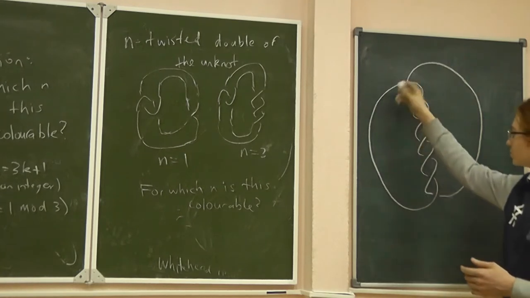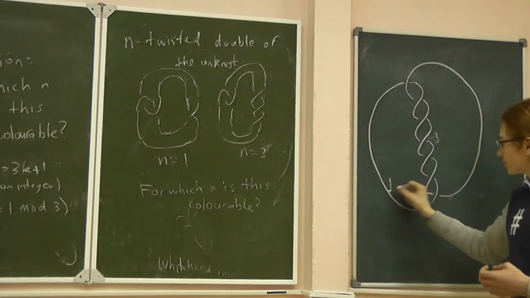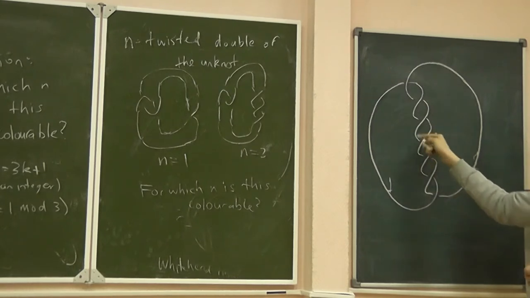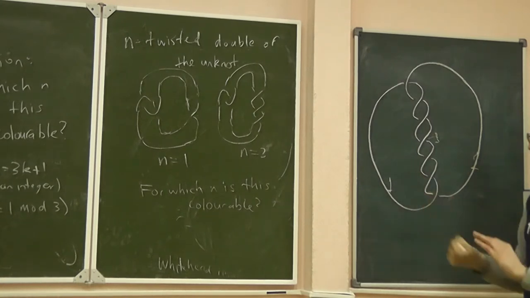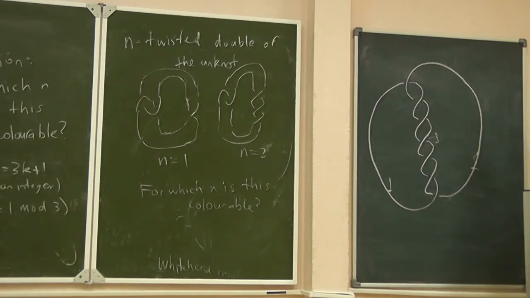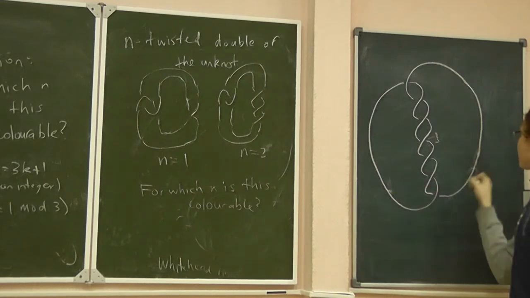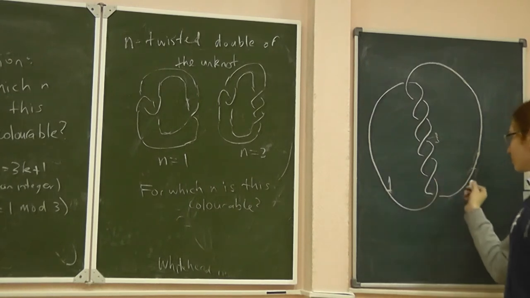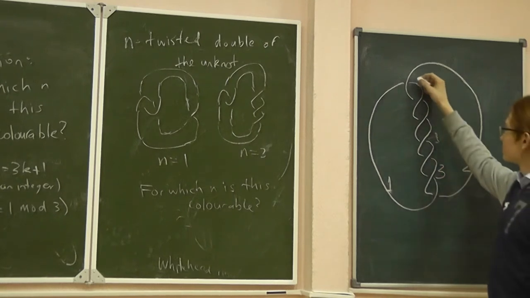Let us consider these two parts colored in the same color, one and one. Then this is one, this is one, this is one, this is one, and it is all the color one. This is not a coloring, because we have the definition of coloring. So let us consider this is color 1 and this is color 2. Then this is color 3 and this is color 3-2.